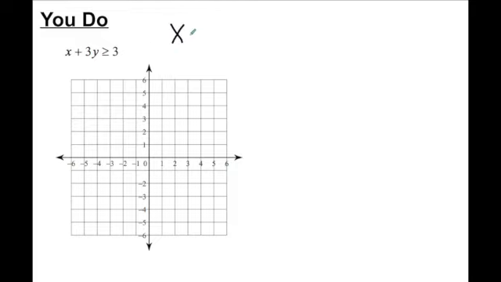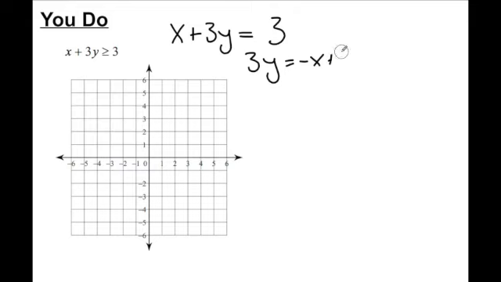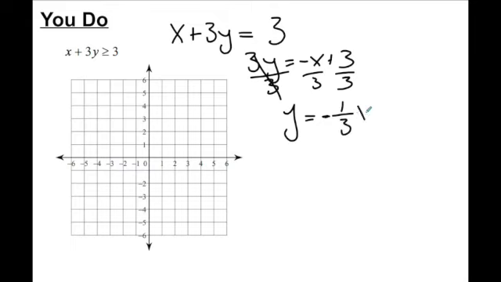So again, the first thing I'm doing is converting it to a line. Oh, but not equal to 0, equal to 3. Okay, now I'm going to convert to slope-intercept form. So in this case, I'm going to subtract x. 3y equals negative x plus 3. Now I'm going to divide. Make sure you divide everything. y equals negative, now in this case, negative 1/3 x plus 1.